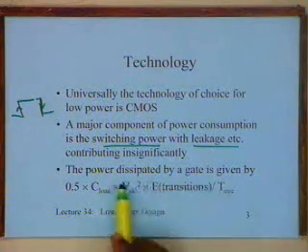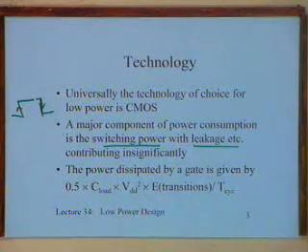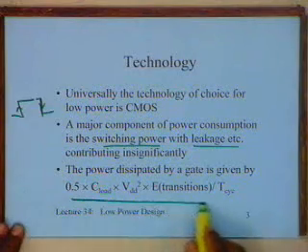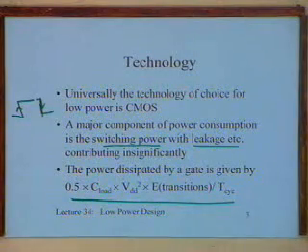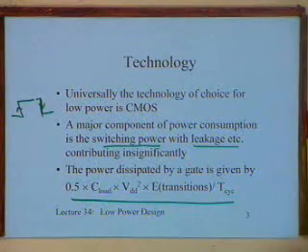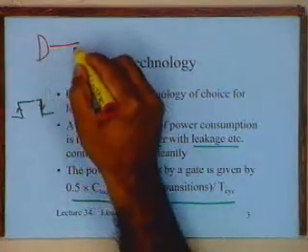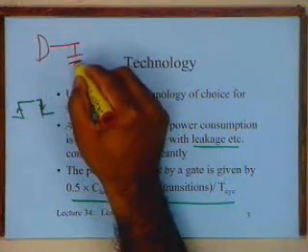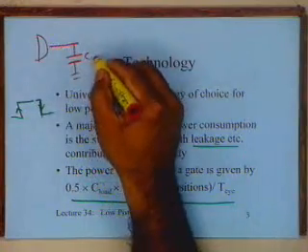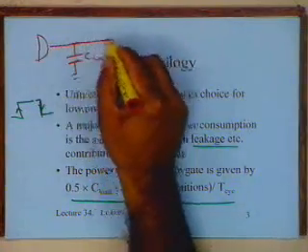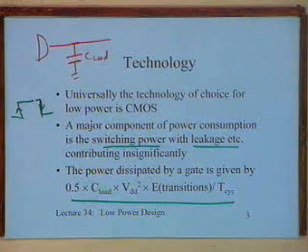So the power dissipation for a gate in CMOS is given by this equation. It's a very well known and very used equation, and a lot of power optimizations get done around it. So C load: any gate which is driving is driving a load capacitance, and this load capacitance comes from a number of sources.